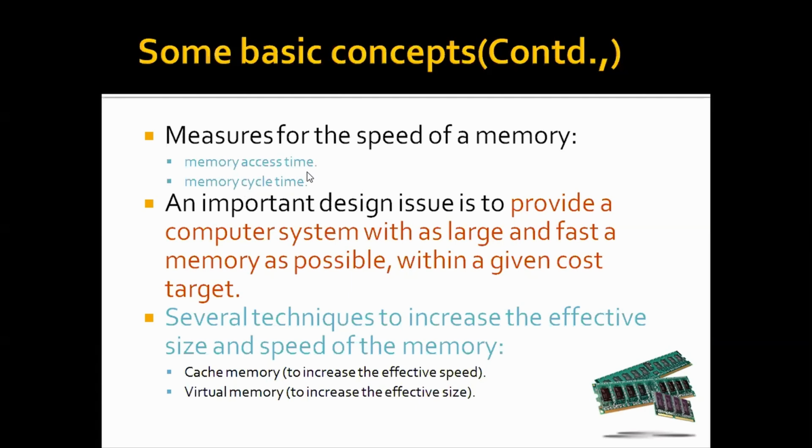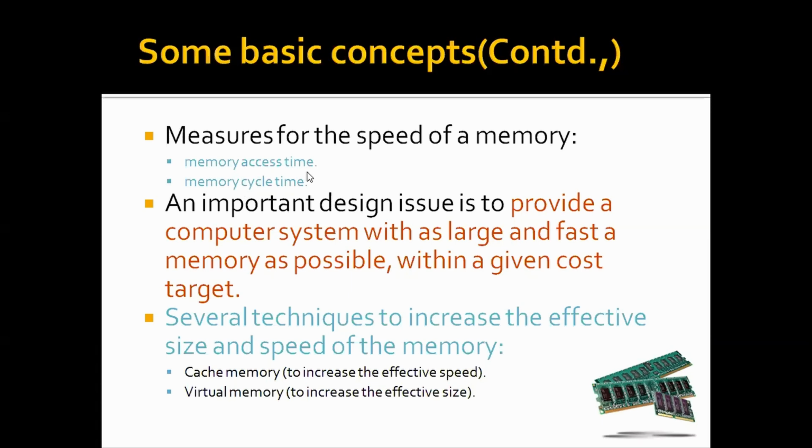So here we also talk about RAM. RAM is nothing but random access memory. The memory unit is called random access memory if any location can be accessed for a read or write operation in some fixed amount of time that is independent of the location address. So this is how we call it random access memory.